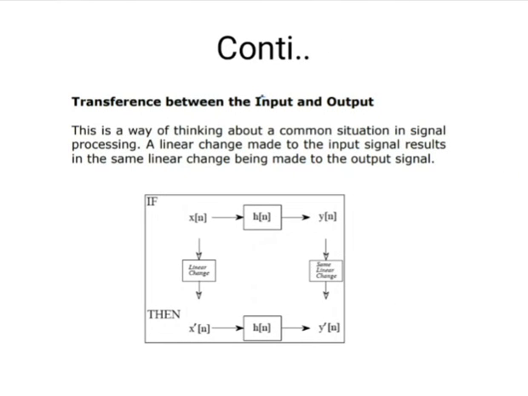Then the transference between the input and output. Now this is a way of thinking about a common situation in signal processing. A linear change made to the input signal results in the same linear change being made to the output signal. So if x of n is given to h of n with the linear change, then the output of h[n] will be y[n], and it has the same linear change. Then x dash of n is the input to h[n], and the output is y dash of n.